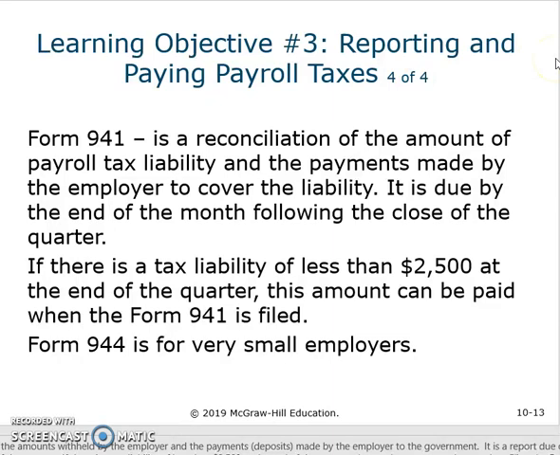Employers are required to file Form 941, which is a reconciliation of the amount of payroll tax liability and the payments that were made by the employer to cover the liability. This is due by the end of the month following the close of the quarter. If there is a tax liability of less than $2,500 at the end of the quarter, then this amount can be paid when the Form 941 is filed. There is also a Form 944, and that's for very small employers.